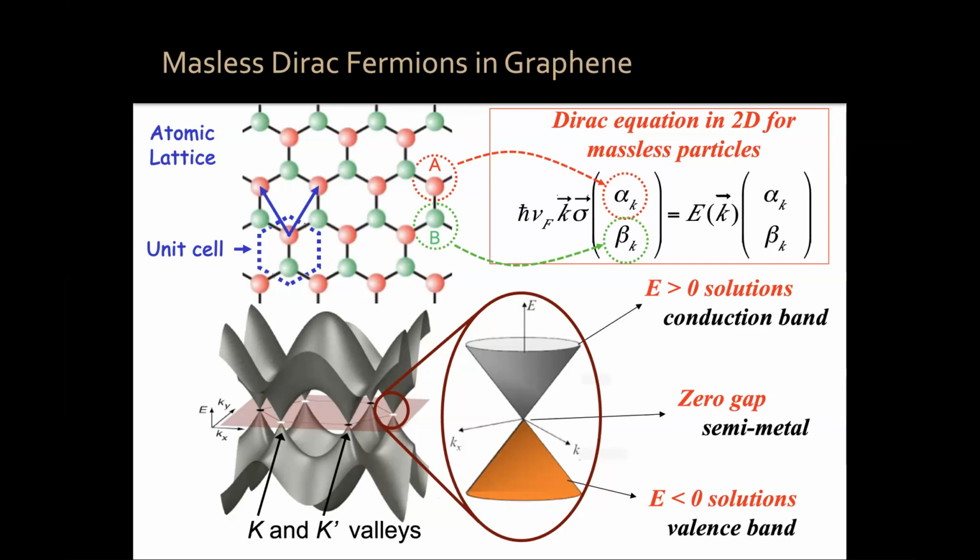So we say that electrons in graphene have this fourfold degeneracy: spin up, spin down, valley K or valley K prime. Just remember the number 4 because it will appear later.